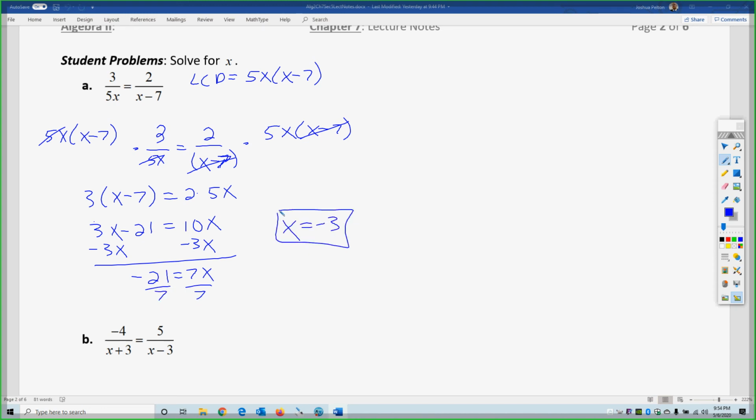And if you plug in -3, it works. So that is a singular answer that'll work for there. Okay, next one.